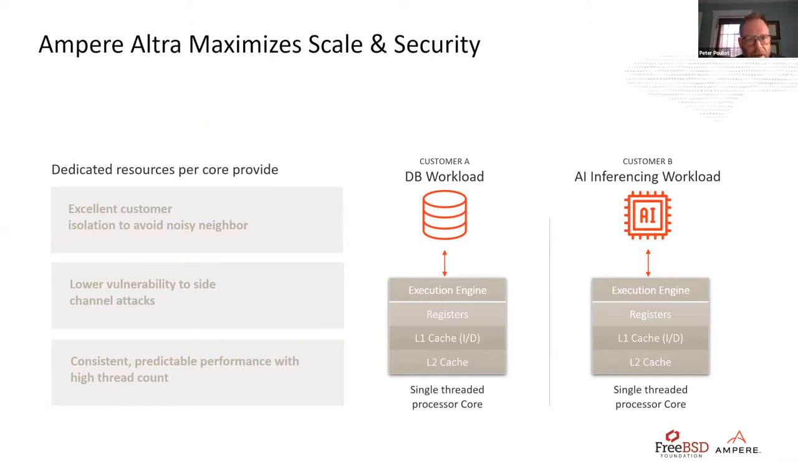As we said, we utilize a single thread per core. This helps to provide a little more isolation and prevent noisy neighbor situations because of the fact that it's a single thread per core. We have a lower vulnerability to side channel attacks. And also because of this, there's consistent and predictable performance with a high thread count as well.